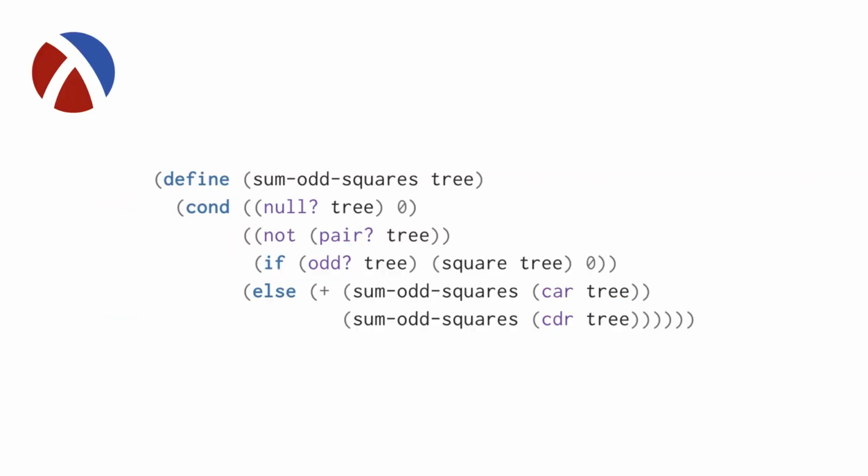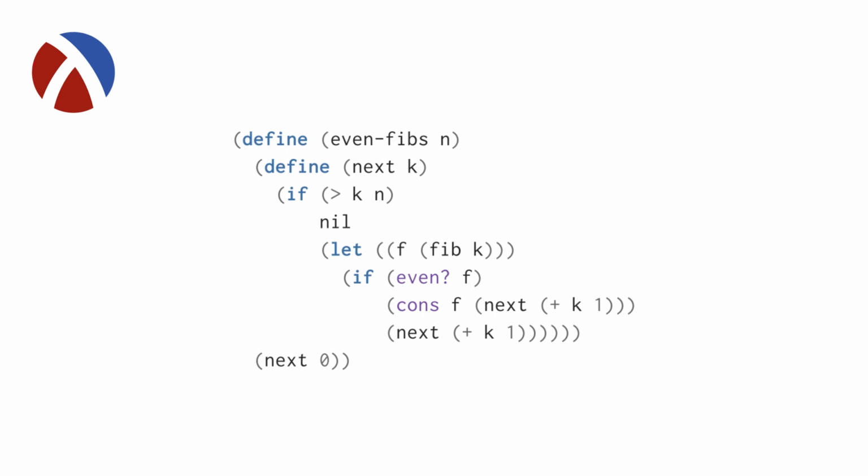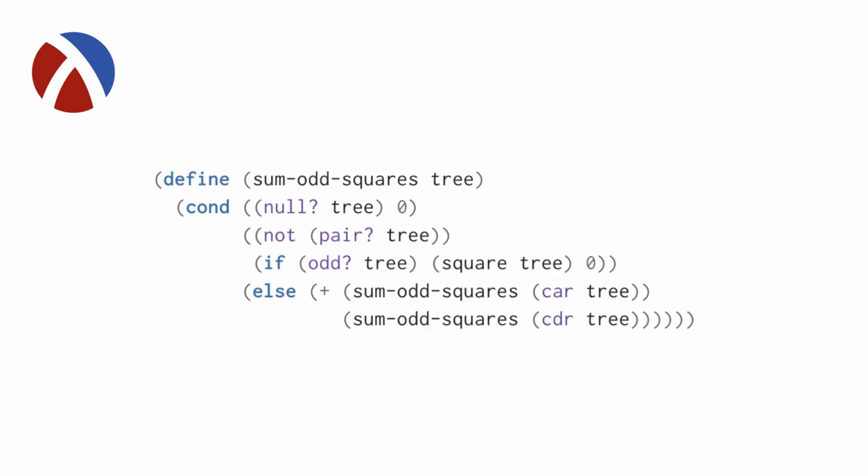One of the first examples, or 2 examples, that this chapter introduces to us is the following: a procedure called sum odd squares that, given a tree, takes all the odd valued leaves of the tree, squares them, and then sums them. And then it introduces to us a second procedure called even fibs, which creates a list of the first n even Fibonacci numbers. And it shows these 2 procedures as sort of hand-rolling everything.